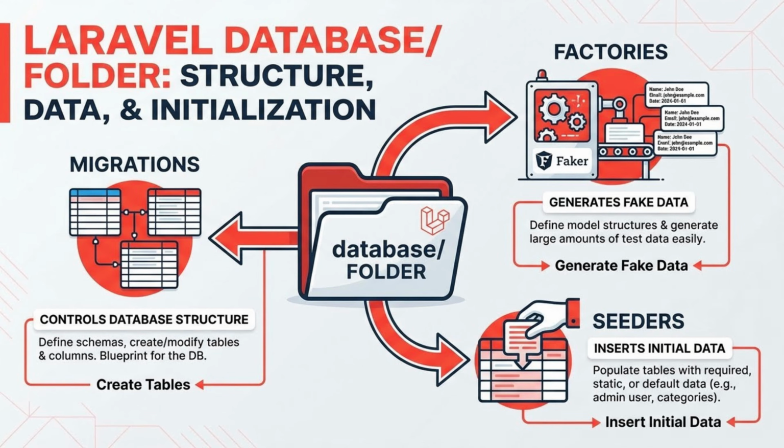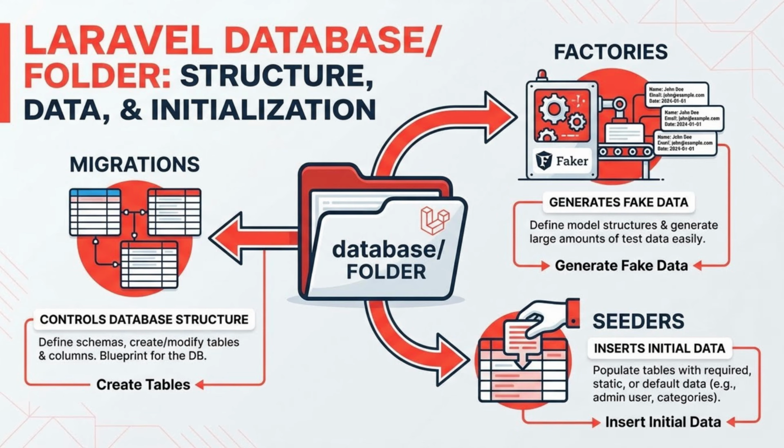Factories extend this workflow by generating fake but realistic test data. Using the Faker library, factories allow you to quickly produce large amounts of sample records for models like users, posts, products, or anything else your application needs from the start. Instead of manually inserting test entries, you simply define a factory that describes what a typical record should look like, and Laravel can instantly generate dozens or even thousands of records on command. This is incredibly helpful during development and testing because it gives you a populated database that feels real without requiring manual setup.